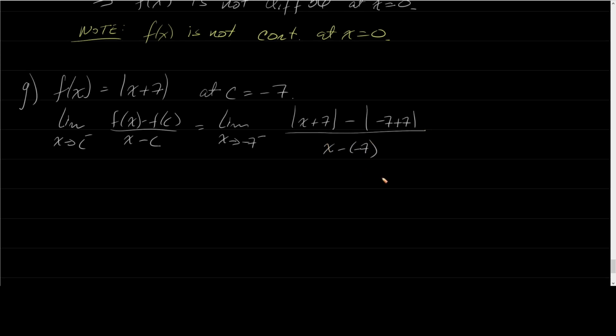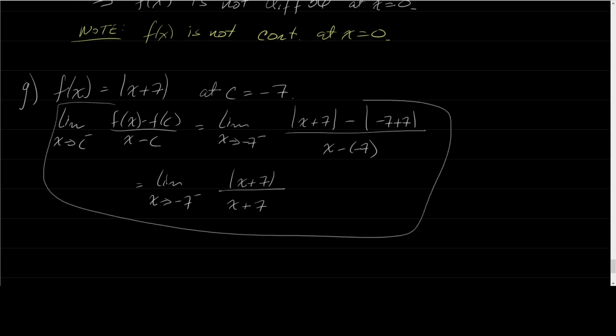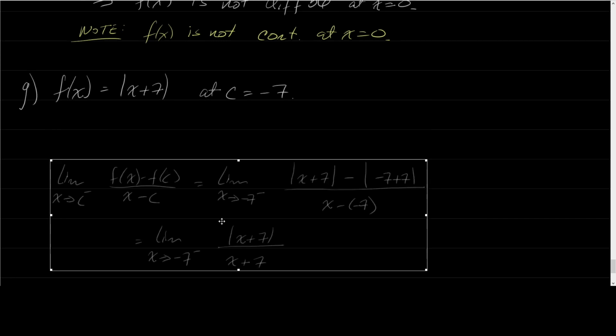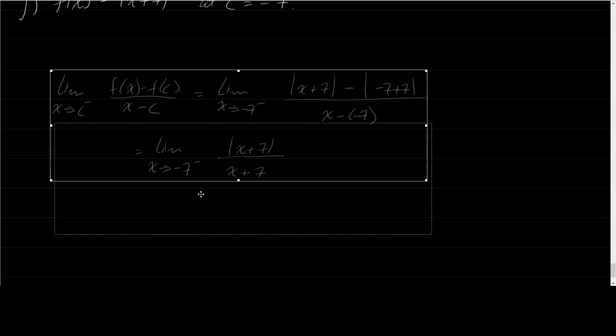Now here, what does this become? Well, this gives us the limit as x approaches -7 from the left of, well, -7 plus 7 goes away, so on top I'm left with just the absolute value of x plus 7 over x plus 7. Before we consider what's happening here, let's look at what we're working with. And perhaps I'll shift some of this down so that we can figure out what's going on with that limit.